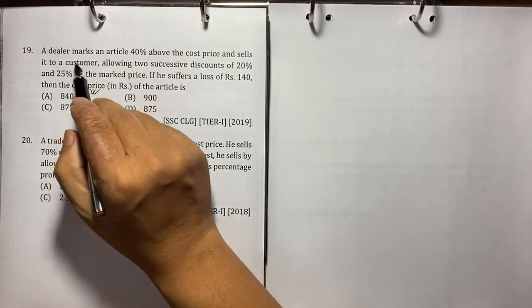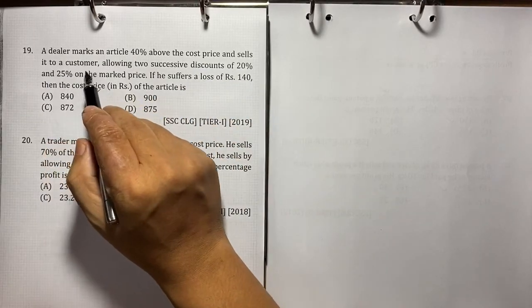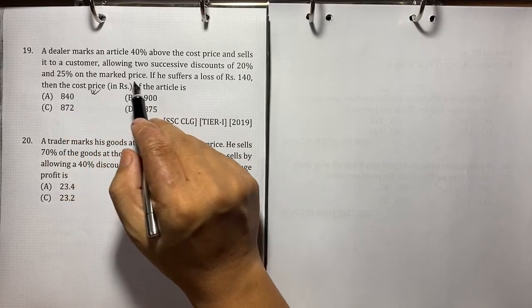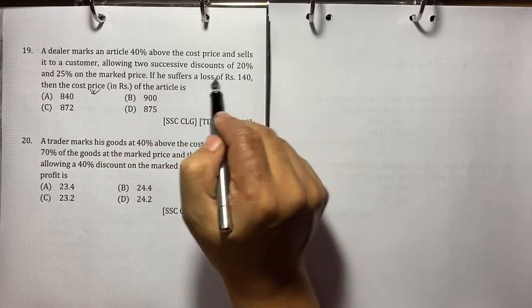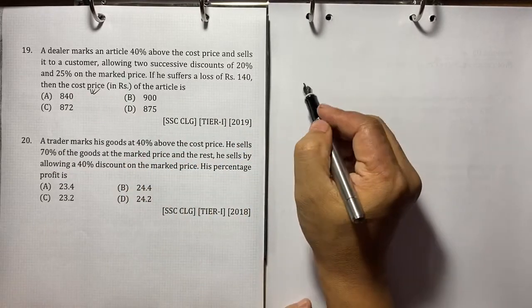A dealer marks an article 40% above the cost price and sells it to a customer, allowing two successive discounts of 20% and 25% on the mark price. If he suffers a loss of 140, then the cost price of the article is?